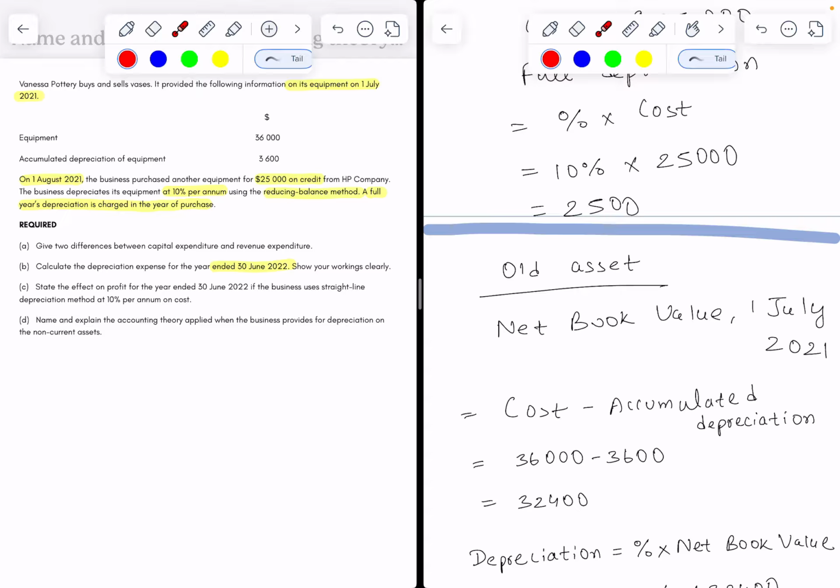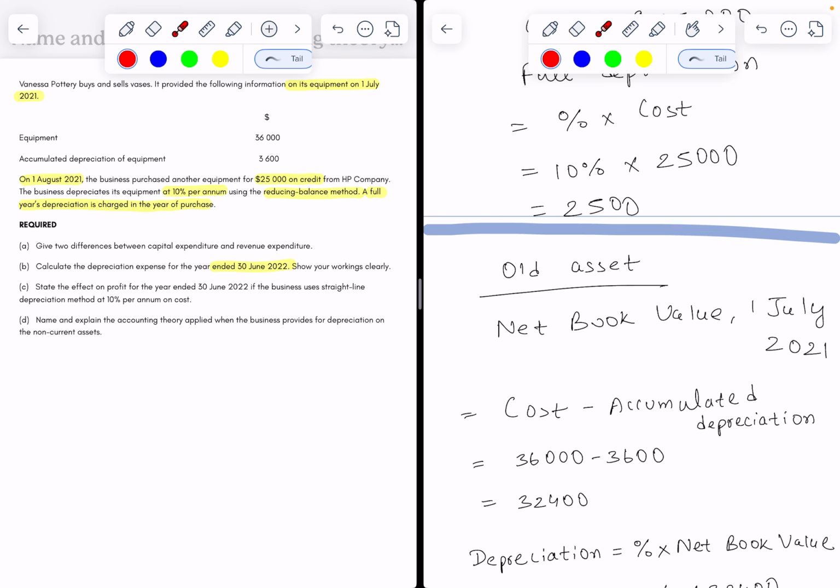So based on the cost and the total depreciation given at 1 July 2021 at the beginning of the question, we can find the net book value at 1 July 2021, which is the difference between the original cost and the accumulated depreciation. The original cost is $36,000 and the accumulated depreciation, as you know, is $3,600, which gives us a net book value at 1 July 2021 to be $32,400.